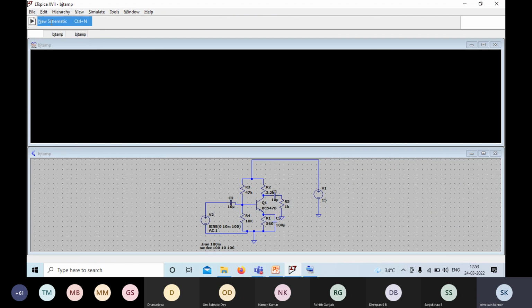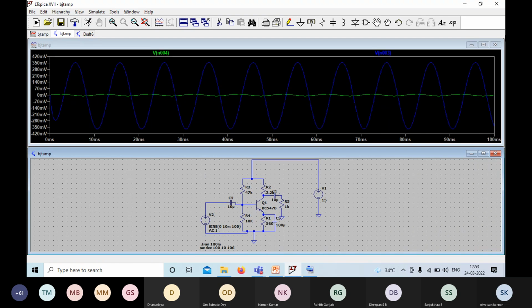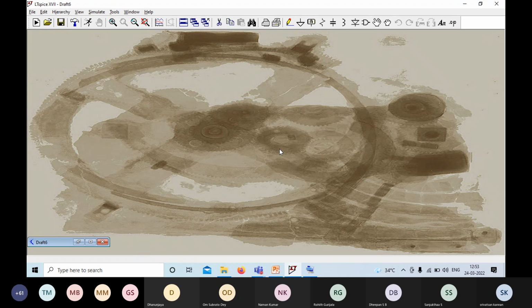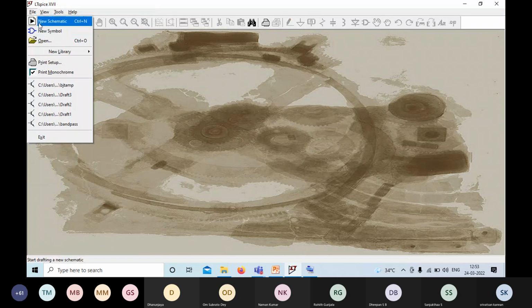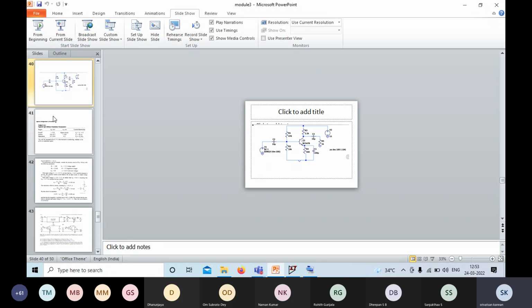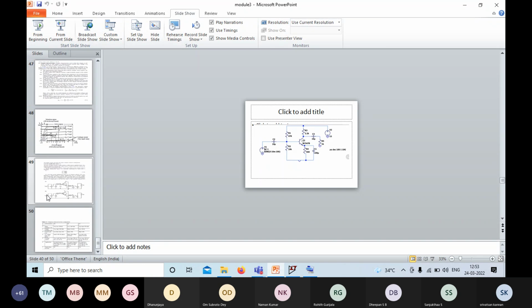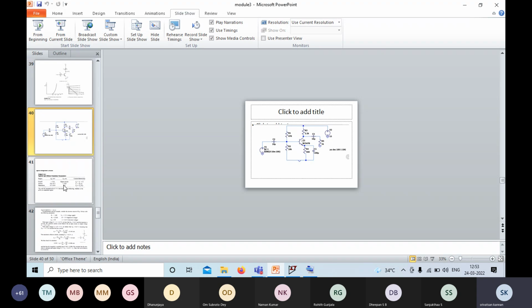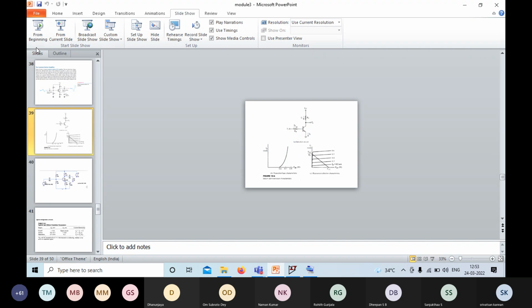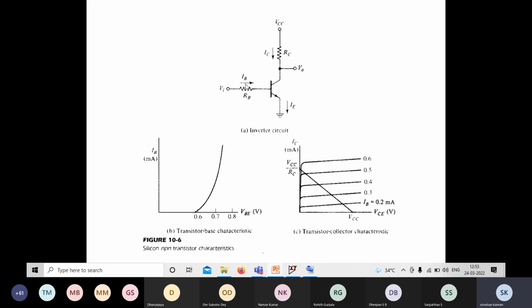Okay. New schematic. So go to new schematic, and this is the circuit diagram for a switch. How does a transistor act as a switch? See, this is the basic circuit of a switch.